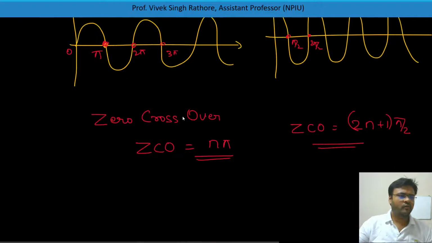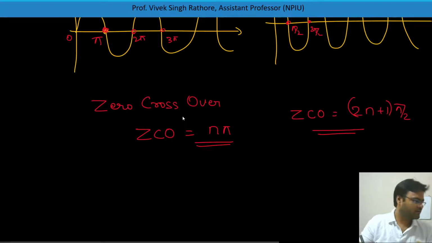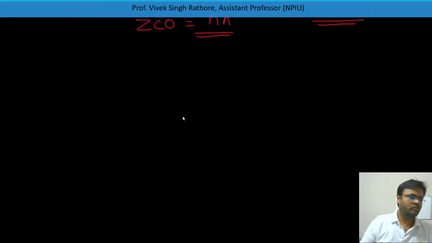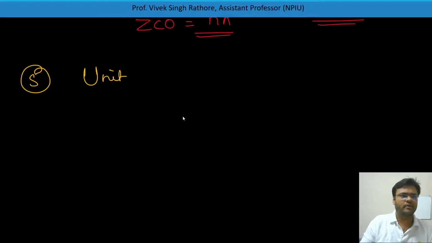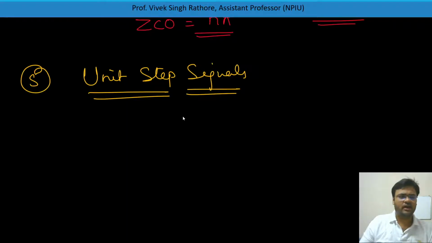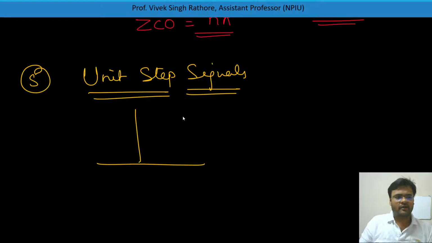And then we'll go for our next signal. The next signal is the unit step signal. So fifth is our unit step signal. Unit step signals are those signals which have value 1 after t is equal to 0.